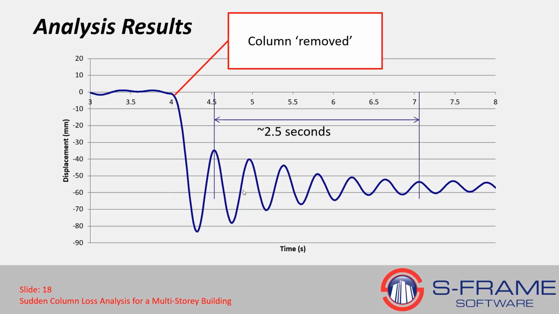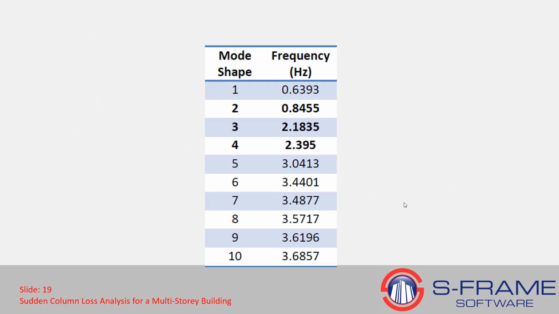Now we also see that in the span of around 2.5 seconds, we have 6 cycles of oscillation. From this, we can calculate the frequency of this oscillation, which equals 2.4 Hertz. So we took the 2.5 seconds divided by 6 cycles to calculate the value for 1 period of oscillation. Now let's compare that to our vibration analysis results that we saw before. We can see that the value matches our fourth mode frequency almost exactly. So the vibration analysis really gave us a good estimate to understand what sort of oscillation we get once we start to remove the column.